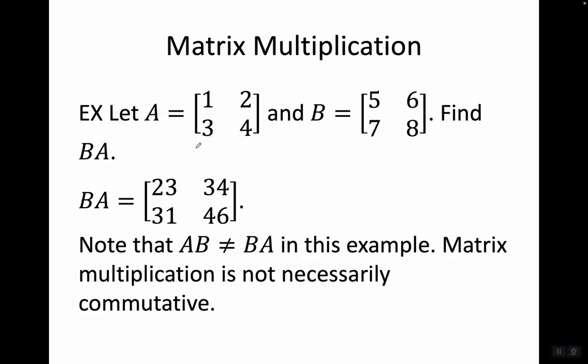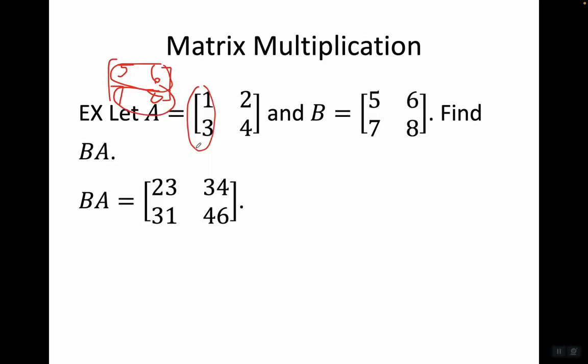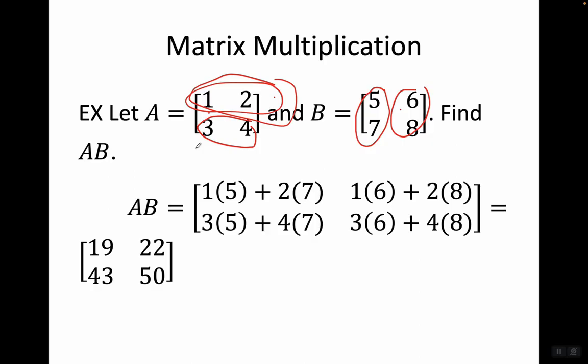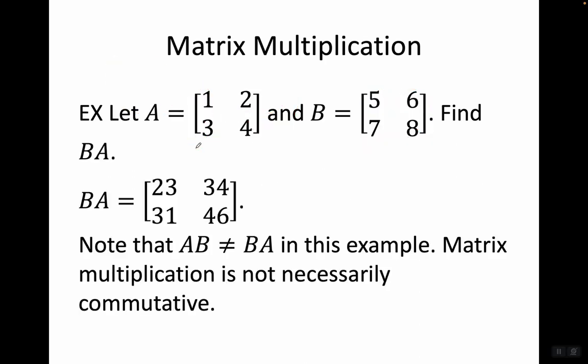So what I'd like you to notice is that AB does not equal BA in this example, because AB was 19, 22, 43, 50, and that's not what BA is. Matrix multiplication is not necessarily commutative. Might be, but not necessarily.